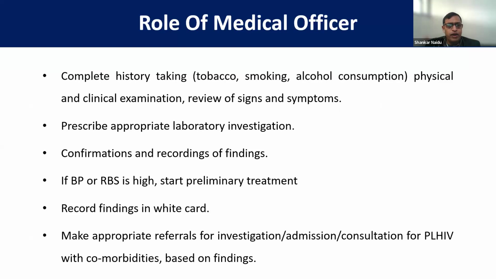Coming to the role of the medical officer, the medical officer takes a complete, detailed history about the various risk factors of the NCDs, and does a thorough clinical examination to look for signs and symptoms of the various NCDs. Then they prescribe the appropriate laboratory investigations and ensure the findings are recorded in the white sheet and white card of the patient. If BP or RBS is high, the medical officer or the SMO is expected to start the preliminary treatment and make appropriate referrals if there is a need for a specialist opinion.